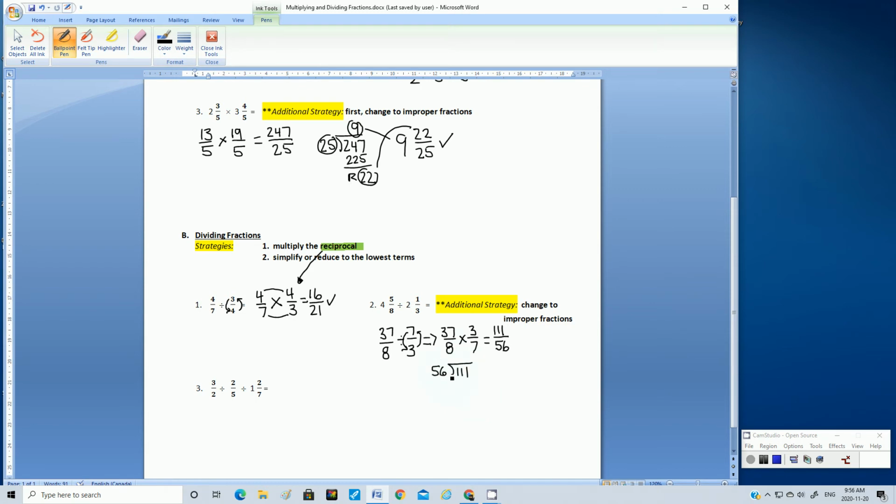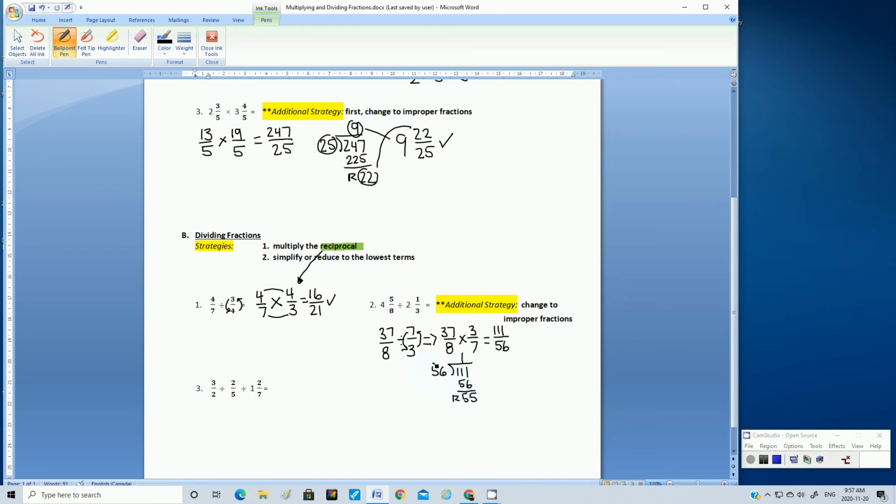So 56 goes into 111. You can use your calculator. You can type in 111 divided by 56, and you should get a whole number of 1. So it only goes in one time, point something something, probably 0.9 or something, right? So 1 times 56 is 56. We do some subtraction, and we get a remainder of 55.